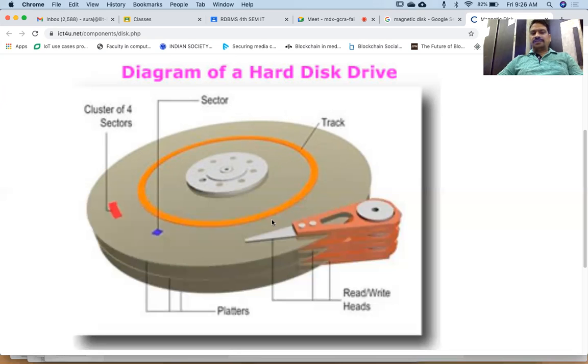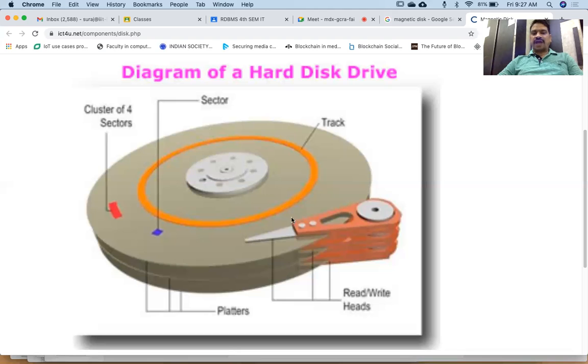Now your track is divided into different sectors. Each track is divided into sectors, and this sector is the smallest size of storage. Let's say the sector size is 512 KB. So your data will be stored in bunches of 512 KB. Getting it? Your data will be stored in blocks of 512 KB. So it is called a sector.